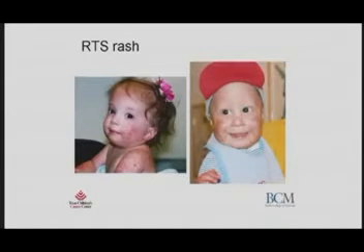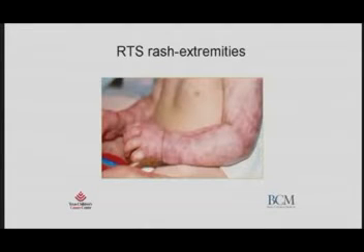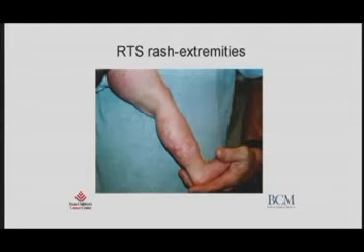These are some more pictures illustrating the rash. As you can see, it typically affects the cheeks on these two children. The baby on the right, as you can see, has no eyebrows or eyelashes. This shows the rash as it affects the extremities on the arms. It typically spares the trunk, abdomen, and back. These are more pictures of the rash on the legs.